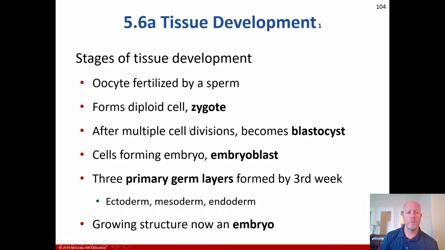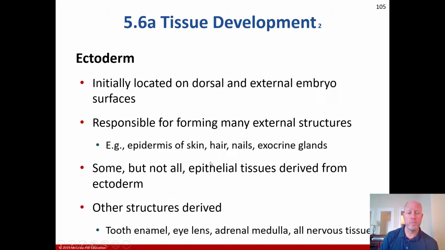So with stages of tissue development, the oocyte is fertilized by a sperm, then it forms diploid cell and zygote. After multiple cell divisions, it becomes a blastocyst, and the cells form an embryo. It's called embryoblast. And the 3 primary germ layers that are formed by the 3rd week are the ectoderm, mesoderm, and the endoderm, and the growing structure is now an embryo.